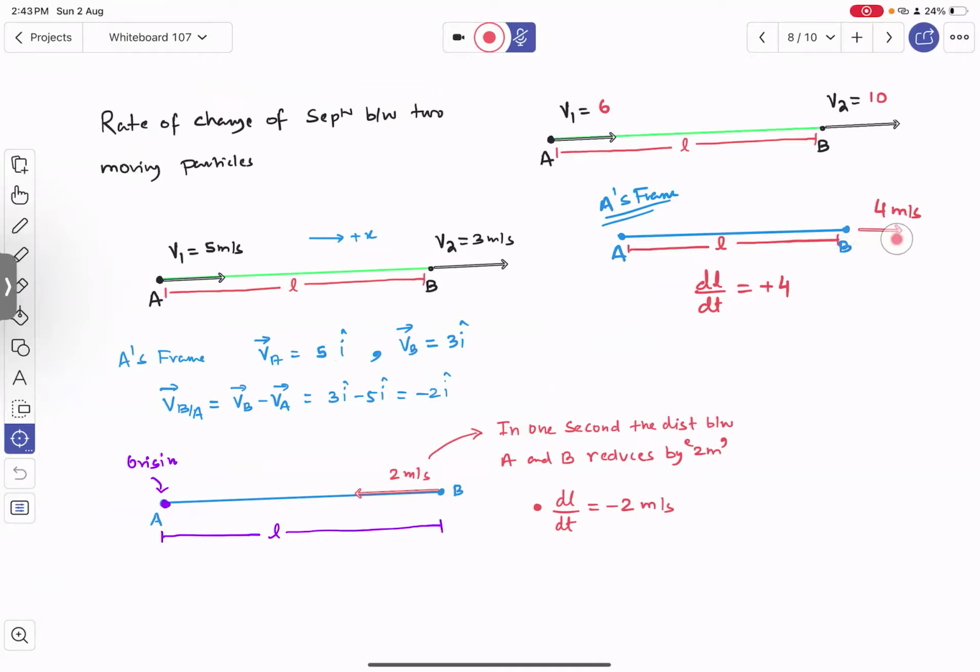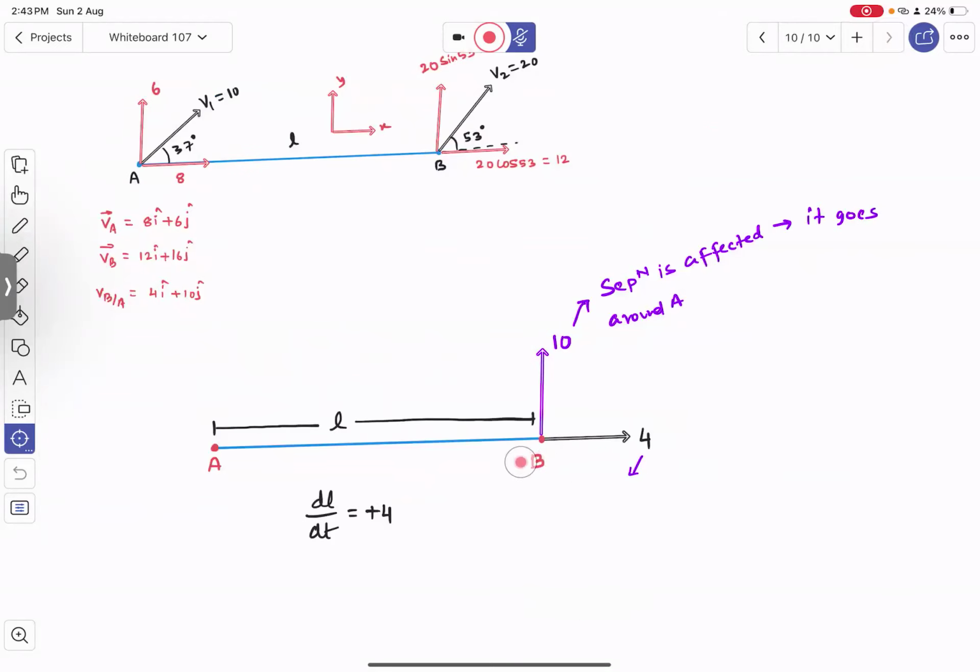So this question dl by dt will be the same as this question dl by dt. This one is not going to affect the separation between them. I hope it is clear to all of you what must be done when the components of velocities of A and B are given like that. Maybe clear, no?